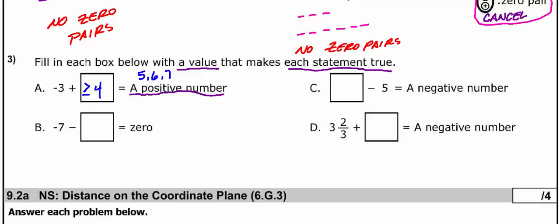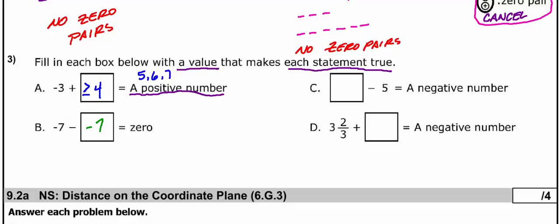Letter B. There's only one number that can make it true. If you have negative 7 and they're asking you to subtract something and get 0, the only way to get 0 is to subtract that same thing. You've known this ever since you first started working with numbers, probably back in 2nd grade. 2 minus 2 is 0. 5 minus 5 is 0. 10 minus 10 is 0. You have to take away the same amount to get 0.